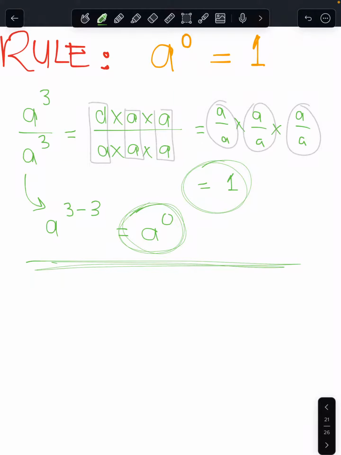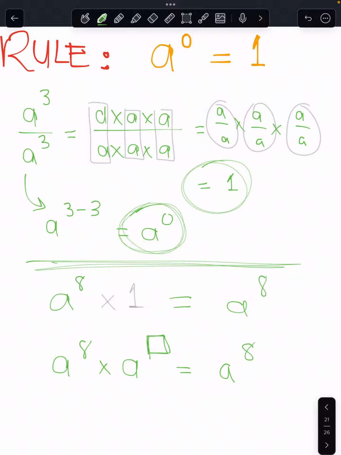Another interesting way to look at it is, suppose you have a to the power of 8, right? A simple equation says a to the power of 8 is equal to a to the power of 8. No debating that. If I times it by 1, do we agree that this equation is still true? Of course it's still true, right? So the question is, is there an a to the power of something that I can multiply a to the 8 with, such that the answer will still be a to the 8.